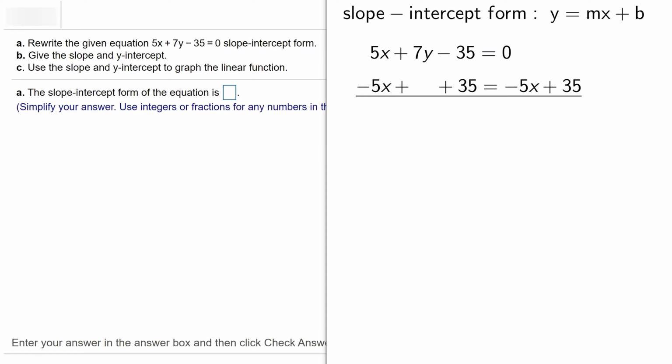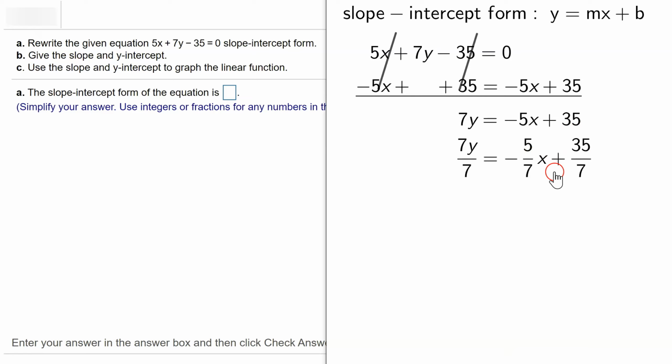Like that. And when I do that, these terms and these terms add up to 0. So I get 7y equals negative 5x plus 35. So now I need to divide both sides by 7, and please, on the right-hand side, divide each term individually by 7, like this. And that will simplify, these 7's reduce.